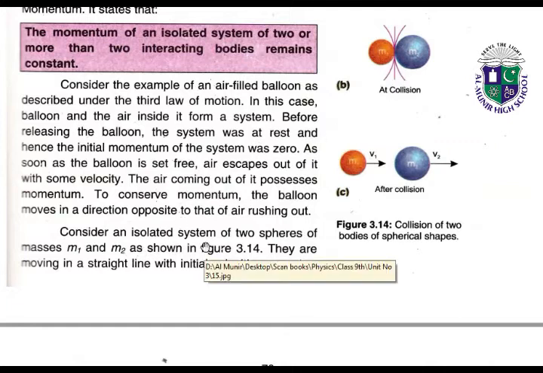Consider an isolated system of two spheres of mass m1 and m2. They are moving in a straight line with velocities u1 and u2.